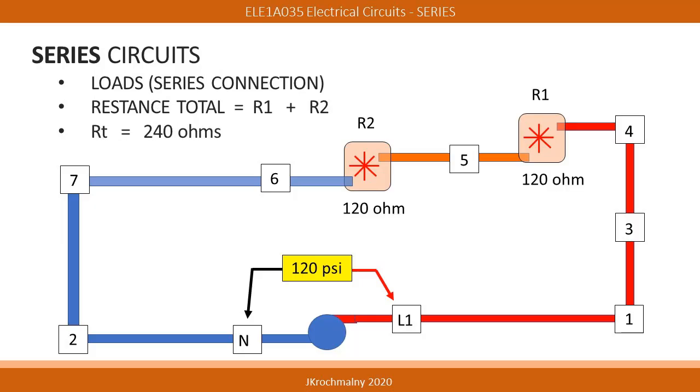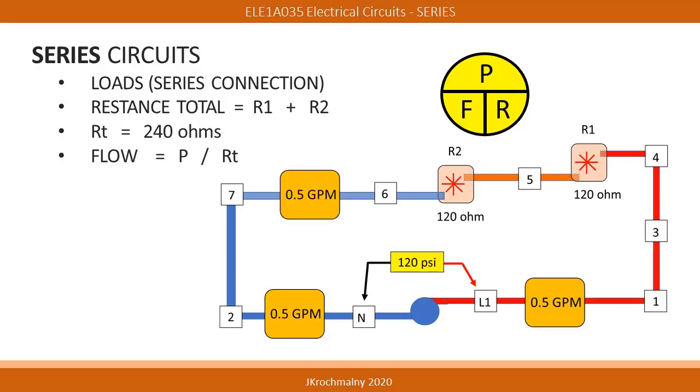Each load offers its resistance to the flow. In this slide, we see two loads, R1 and R2, having 120 ohms of resistance offered to the flow. In series electrical circuits, the number of loads added to the circuit are added to determine the total resistance of the loads offered to the flow. In this case, we see a total resistance of 120 ohms plus 120 ohms, resulting in 240 ohms of total resistance.